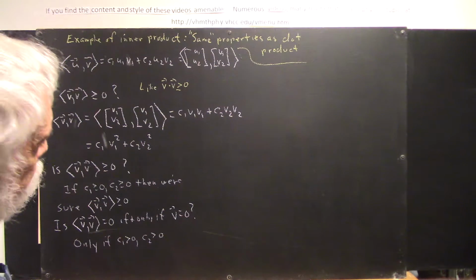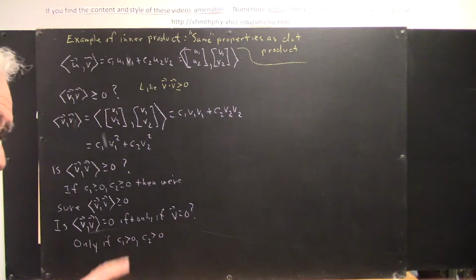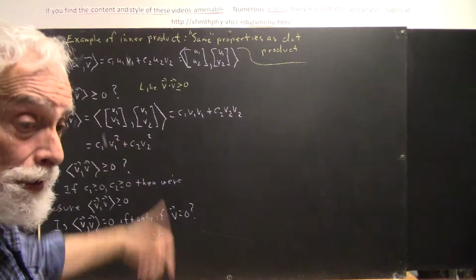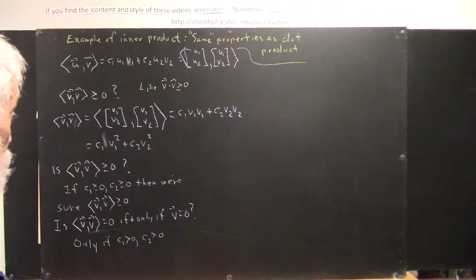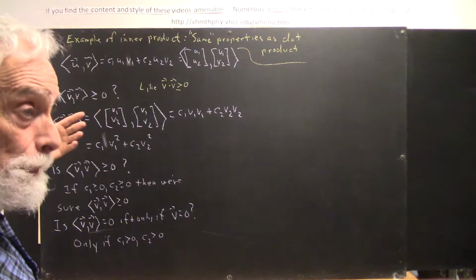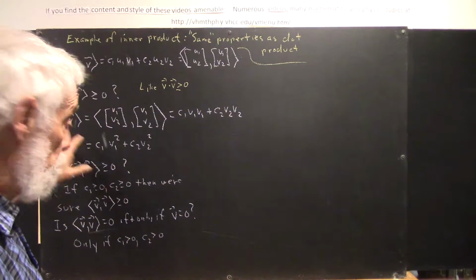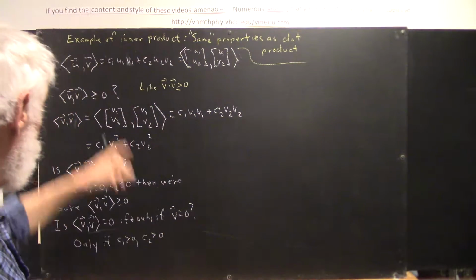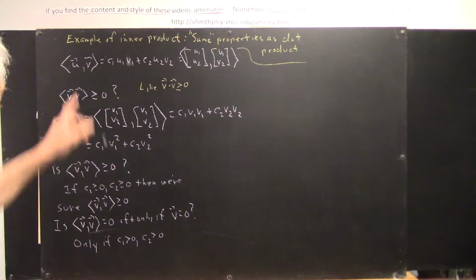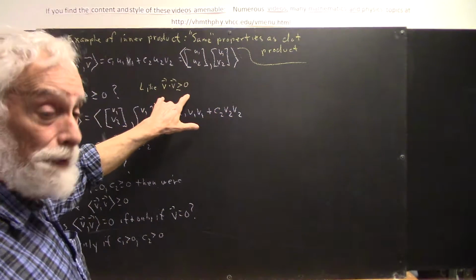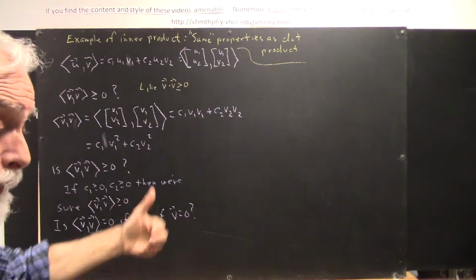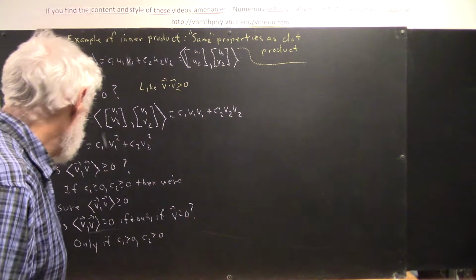However, there's a little bit of a fly in the ointment here. We've got to put some restrictions on things. We haven't said that C1 and C2 have to be greater than or equal to 0. So if one of these is negative, it might be enough, in some cases, to make the inner product of v with v less than 0. And if so, then we're going to say this isn't an inner product. It doesn't have a property analogous to the dot product of a vector with itself always being greater than or equal to 0.